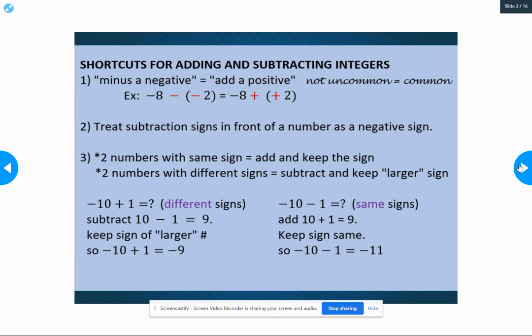Okay, the other problem here, negative 10 minus 1. Think of that as a negative 10 and a negative 1. Okay, they have the same sign because they're both negative. So you add them up. 10 plus 1 is 11. But you keep the sign the same as the original numbers. So you keep the sign negative. So it's negative 11.